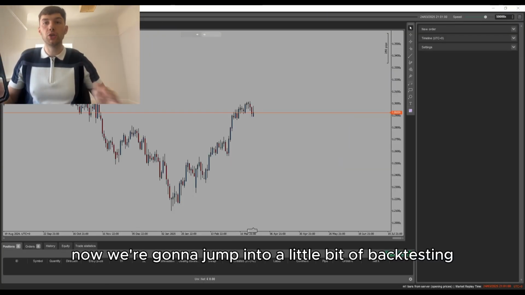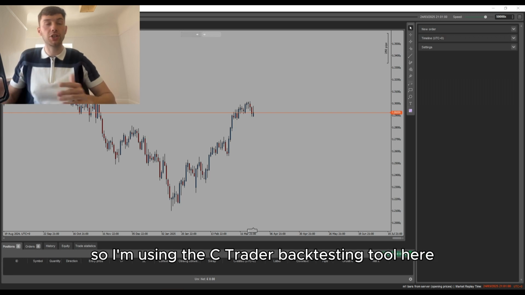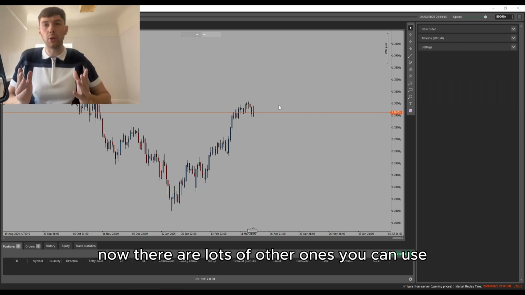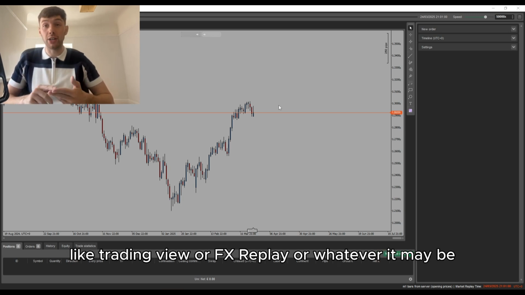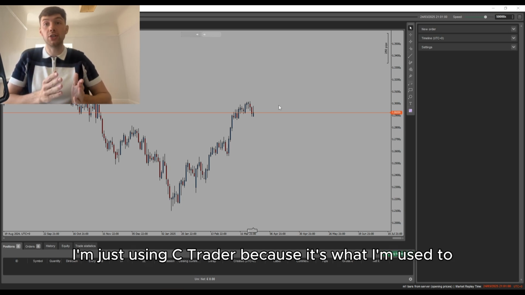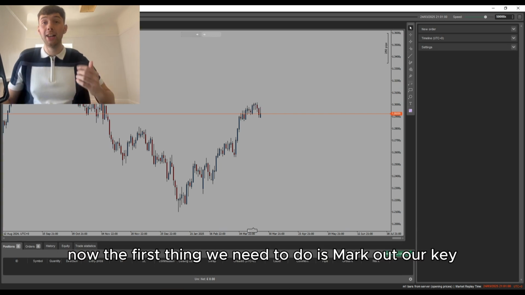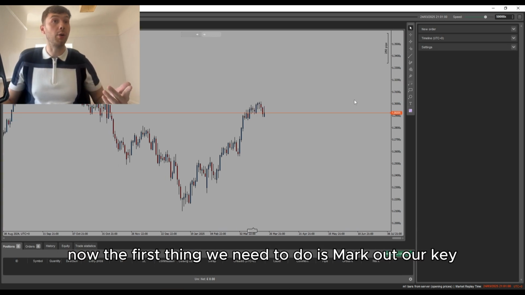Right then, now we're going to jump into a little bit of backtesting. So I'm using the cTrader backtesting tool here. Now there are lots of other ones you can use like TradingView or FX Replay or whatever it may be. I'm just using cTrader because it's what I'm used to. Now the first thing we need to do is mark out our key levels.